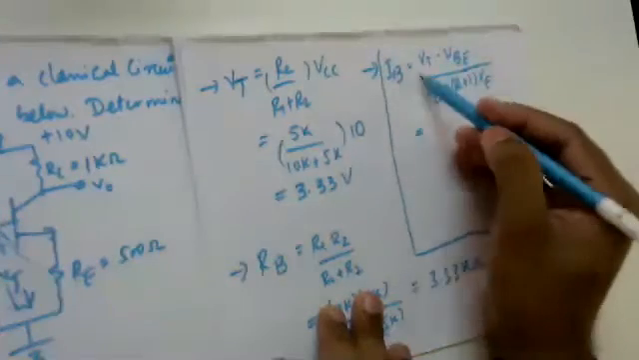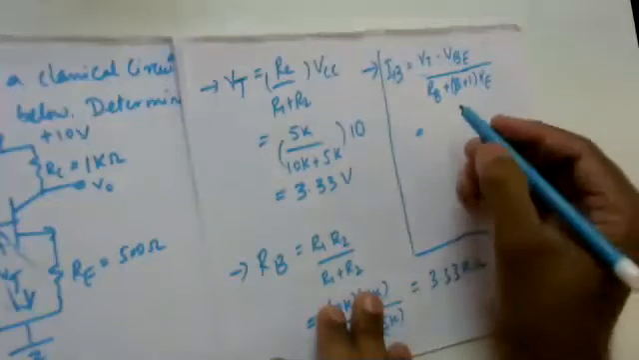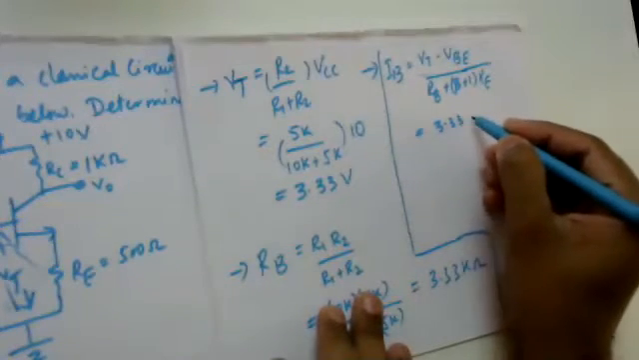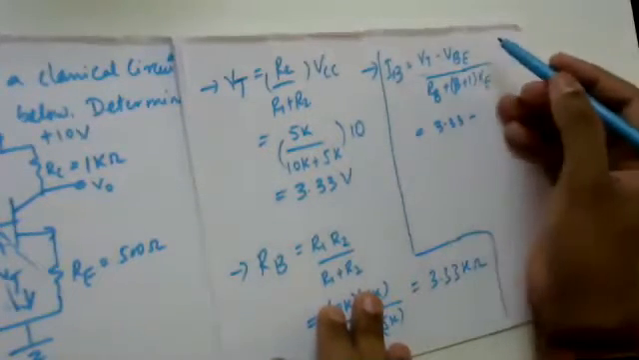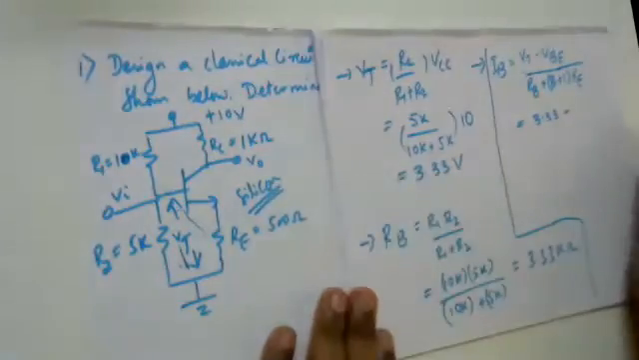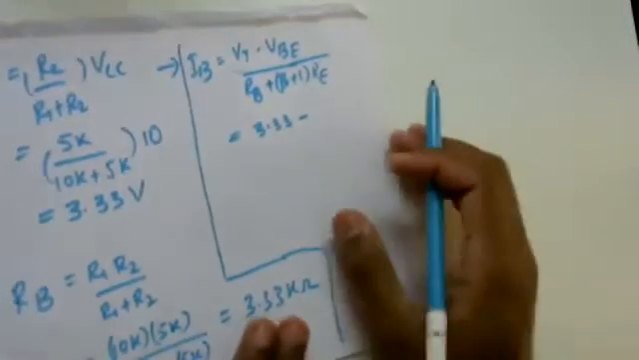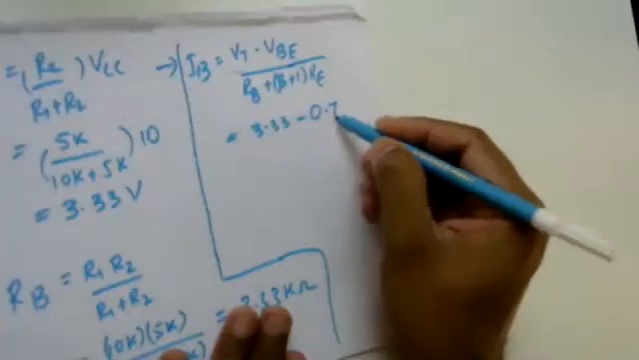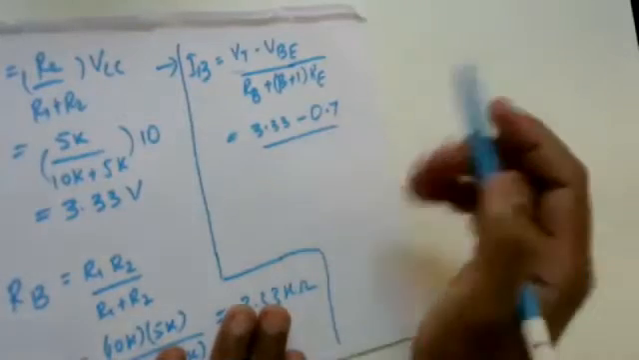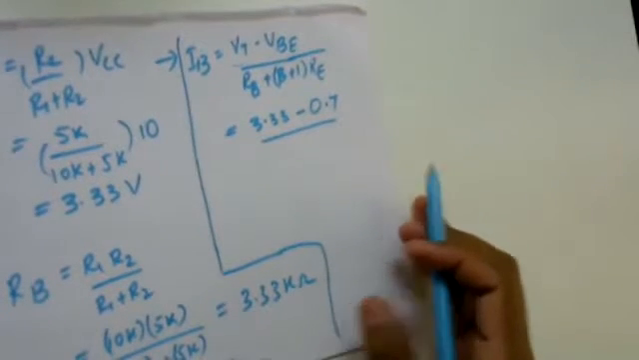Now I know what is my VT. My VT is 3.3 volts, minus what is VBE? By default this transistor will be a silicon transistor. Since it's a silicon transistor, what is the voltage drop VBE? The voltage drop VBE will be equal to 0.7, divided by what's the value of RB? The value of RB is found to be 3.33 K.